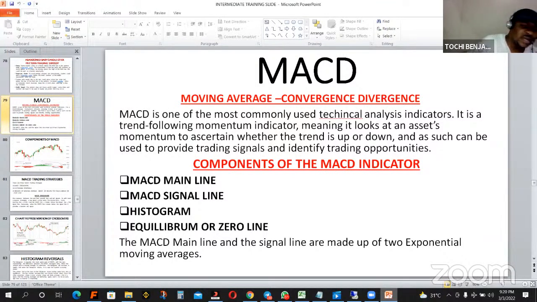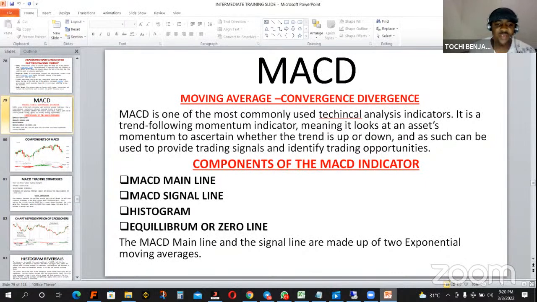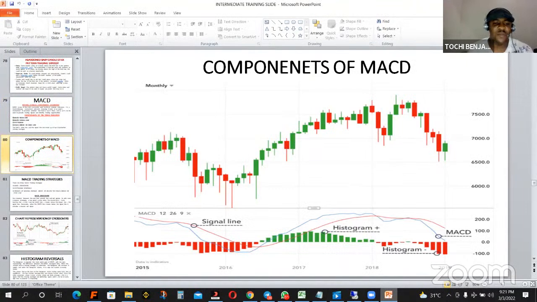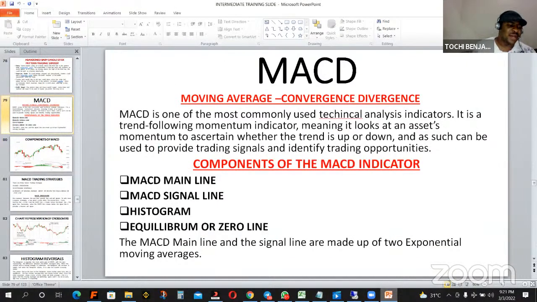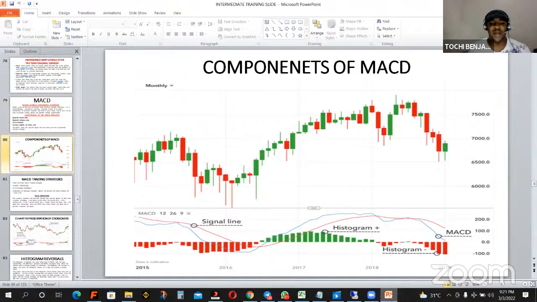The components of MACD are the MACD main line, the MACD signal line, the MACD histogram, and the equilibrium, or the zero line. These are the components of MACD.